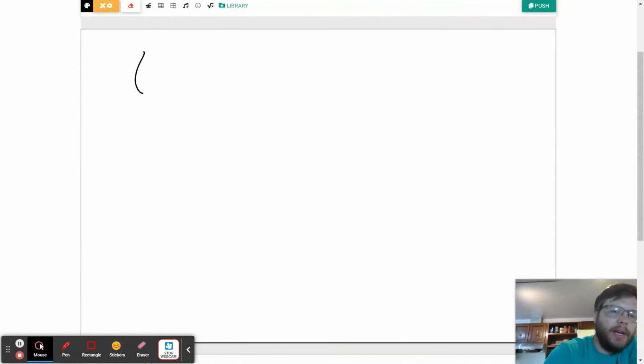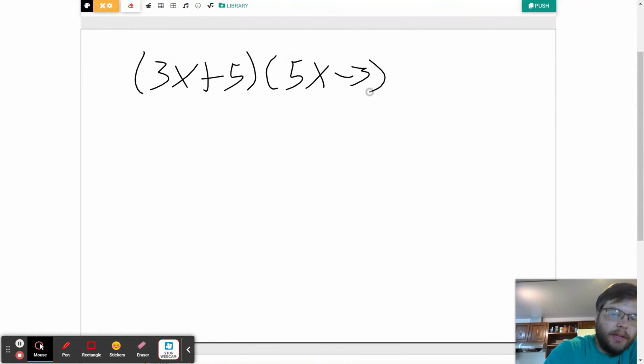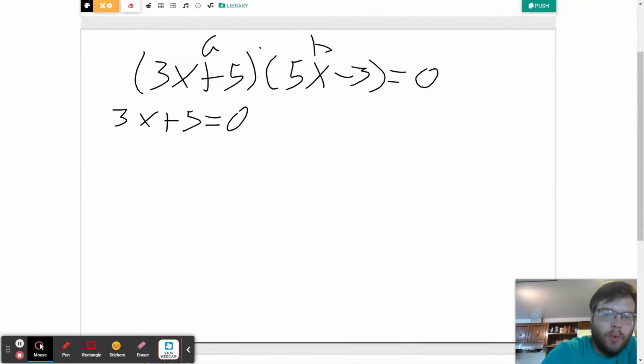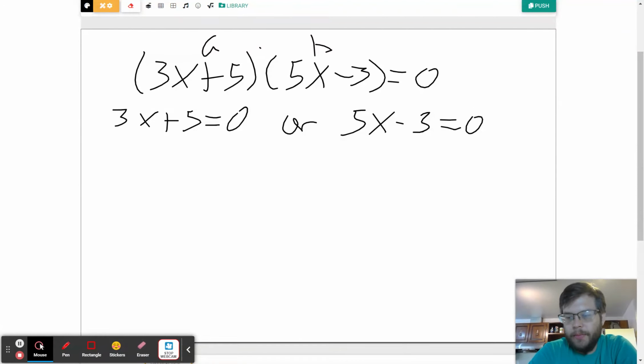Now, you might want a little bit more complicated of an example. So let's say that we had 3x plus 5 times 5x minus 3 equals 0. Still really the same idea. You have an a times a b, and it equals 0. So either your first piece is equal to 0, or your second piece is equal to 0. And then these are just two separate problems like what we've been solving all year long. Do them separately. Don't try to do them at the same time.